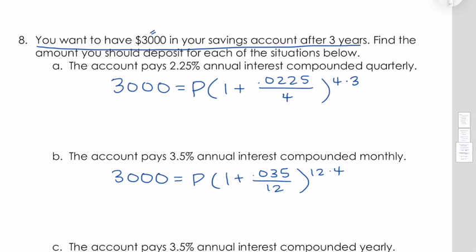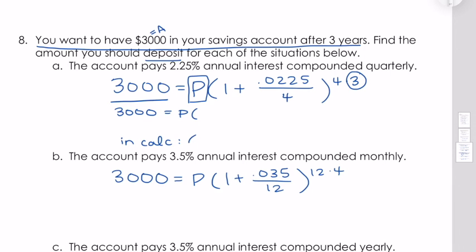Alrighty, this is number 8 on your homework. You want to have $3,000 in your savings account after 3 years. So you're not depositing $3,000, you want $3,000. So that is actually your A this time, and we have to solve for P. You'll notice in letter B, if you look at that formula, I did it incorrectly. I'll change it at the end. But anyways, that should be the formula you have, and this time we're looking for P.